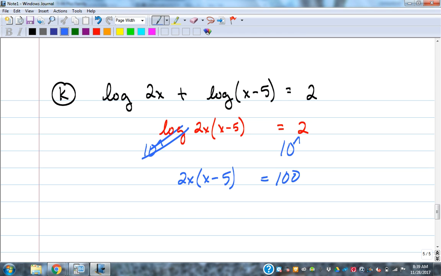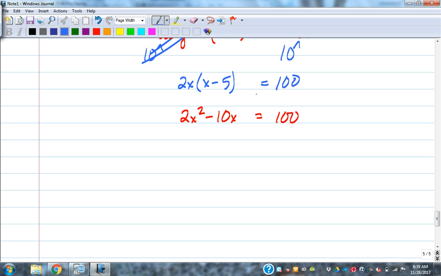Yeah, 2x squared minus 10x. And if it's an x squared problem, didn't we do a whole chapter about quadratics? So we got to solve that quadratic. So it's 2x squared minus 10x equals 100. If we're going to solve that quadratic, what do we have to do? Get it equal to 0. Good, we remember. Set it equal to 0. 2x squared minus 10x minus 100.